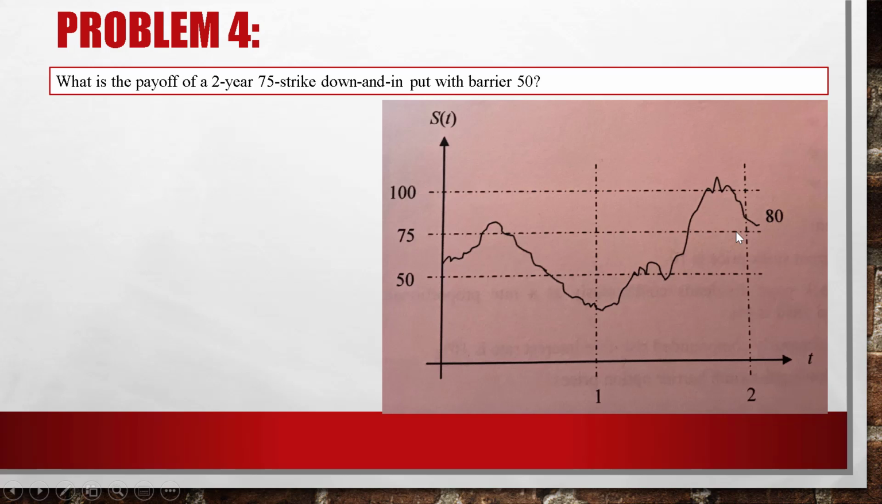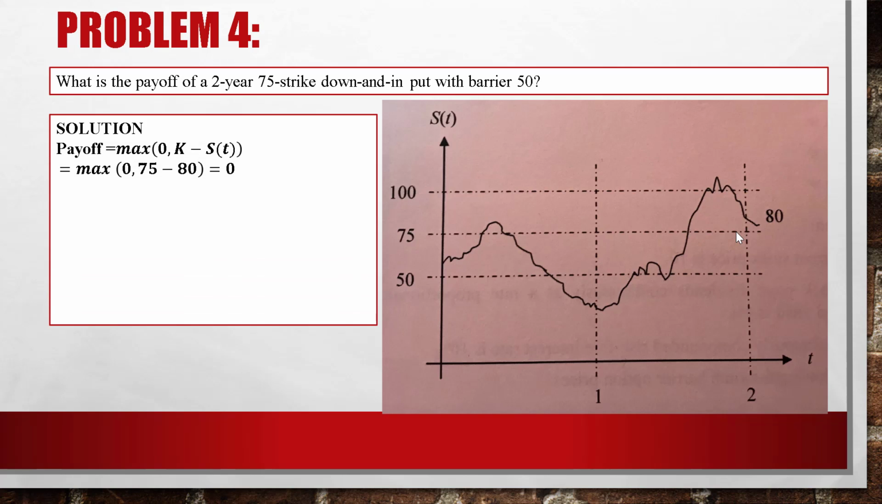Now, if we consider time 2, the stock price is 80, the strike is 75, and this is a put option. So we take the strike, 75, subtract the price 80. We got negative 5, which is a negative number. So we have to take 0 as a payoff, because the payoff is the maximum between 0 and K minus S_T. No matter what situation you're considering, the payoff should be non-negative. Alright, so 0 is the answer to this question.